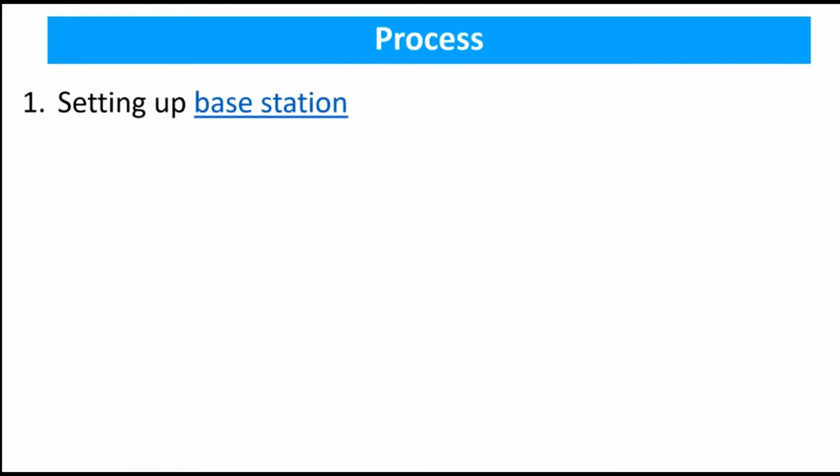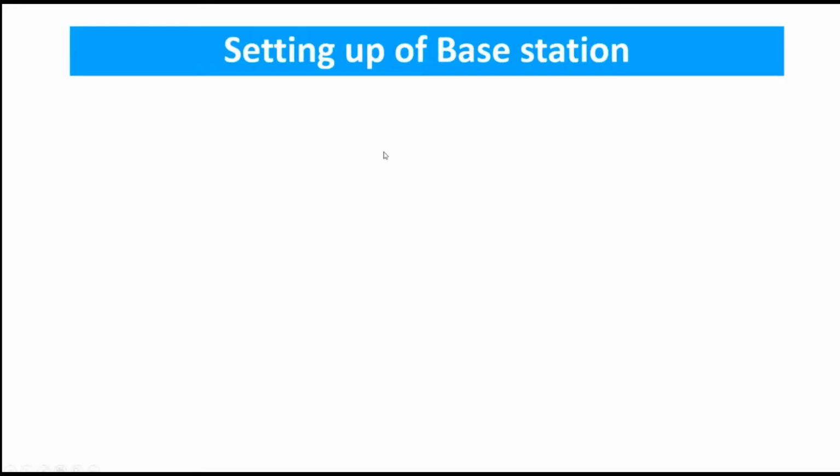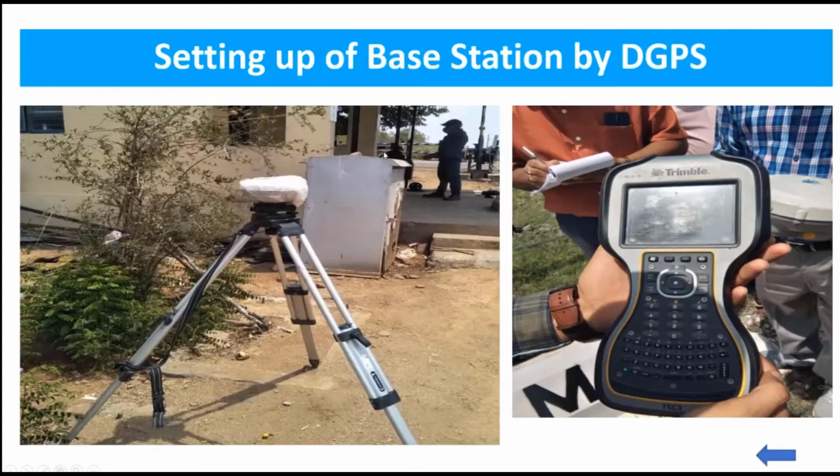So what is the process we have to start with? Setting of the base station. Like the base station, we have seen this. DGPS measurements are to be done for setting up the base station, and this is the controller of the DGPS.